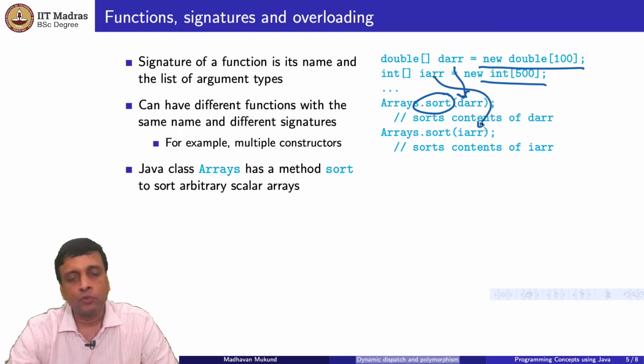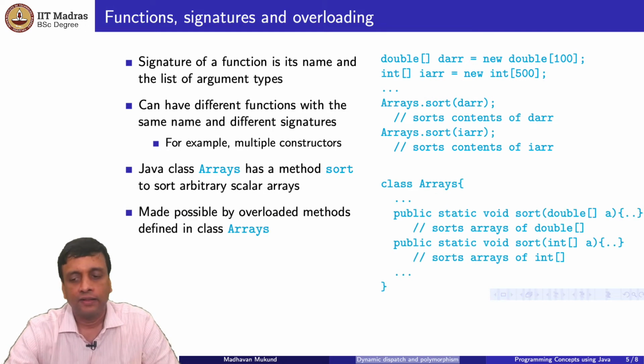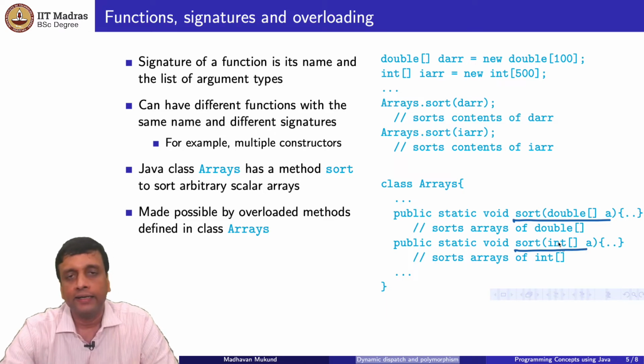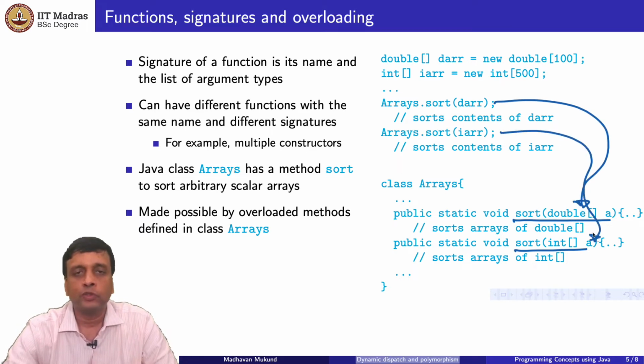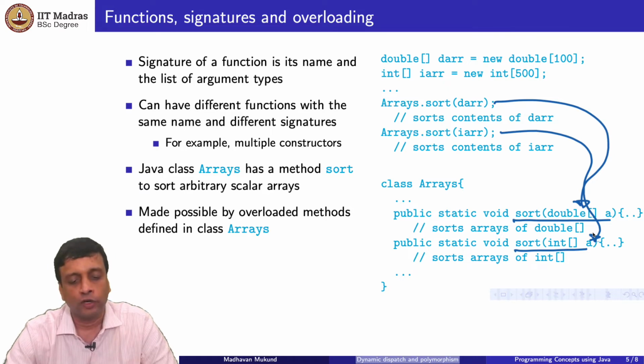Now, the way that this is working is not through inheritance polymorphism, but overloading. If you look inside the Arrays class, you will find that there are actually multiple definitions of sort. There is a sort with a signature double A, and another sort with a signature int array A. Depending on which one you call, this call will invoke this definition, and this one will invoke that definition. The type of the argument, the signature of the call, will match the signature of the function definition. So this is overloading.